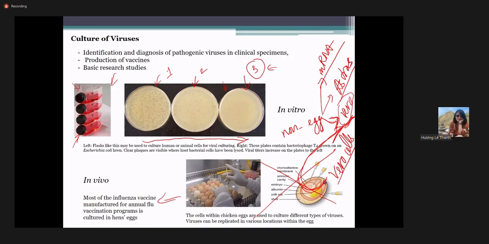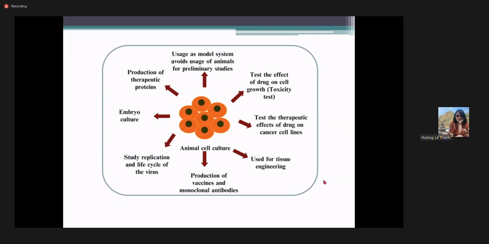So this is how we can culture animal cells, bacterial cells, and also viruses. So what are the applications of cell culture? We can use it as a model system to avoid the use of animals for preliminary studies. It's quite true, because imagine how many animals we would need for a research project. It's expensive, and for ethical and scientific reasons, they will say no. We cannot use thousands of animals for one research.